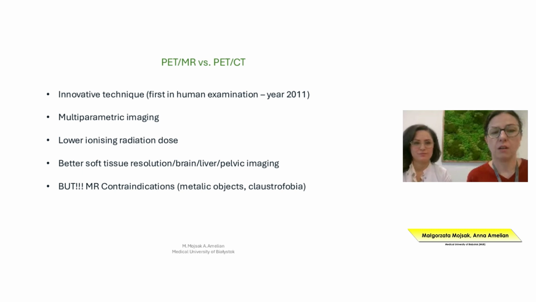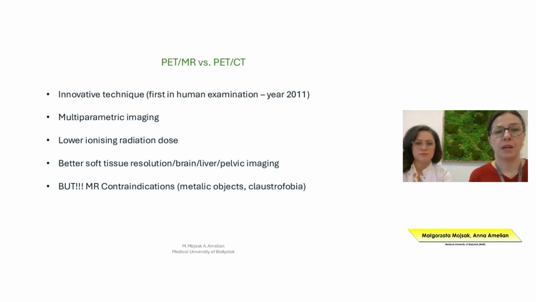So when talking about imaging, well, PET MR is more sensitive and is better for imaging soft tissues, has better resolution for soft tissues, which results from the imaging itself. So in this case, the better quality is used for imaging brain, liver, as well as pelvic imaging.